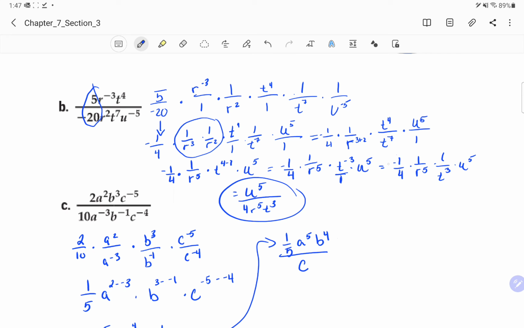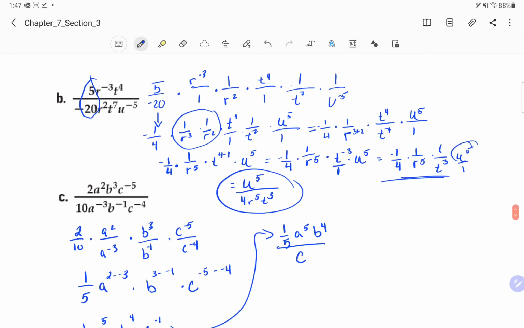Okay, to flip it, I needed to get my t to have a positive exponent, because you have to have positive exponents. So it becomes negative 1/4 r to the 5th times 1 over r to the 5th times 1 over t to the 3rd times u to the 5th. Which now when you simplify this, the only thing you have on top of a fraction is u to the 5th. So that's what I wrote here. Everything else is under a fraction bar, so it became under my fraction bar. 4r to the 5th, t to the 3rd.